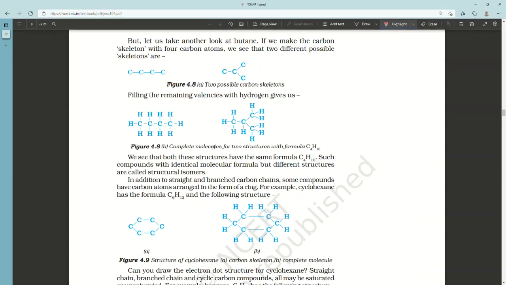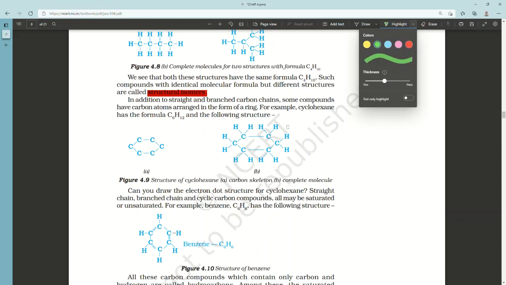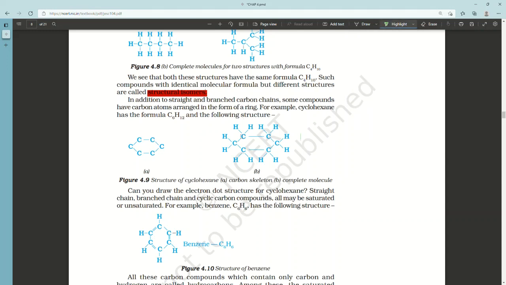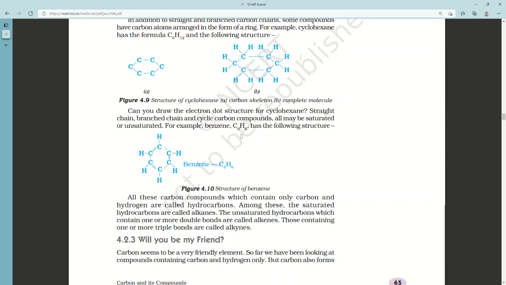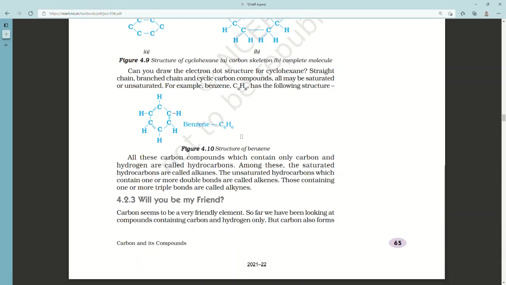Topic 4.2.3 Will you be my friend? Carbon seems to be a very friendly element. So far we have been looking at the compounds containing carbon and hydrogen only, but carbon also forms bonds with other elements such as halogens, oxygen, nitrogen and sulfur. In a hydrocarbon chain, one or more hydrogens can be replaced by these elements such that the valency of carbon remains satisfied.